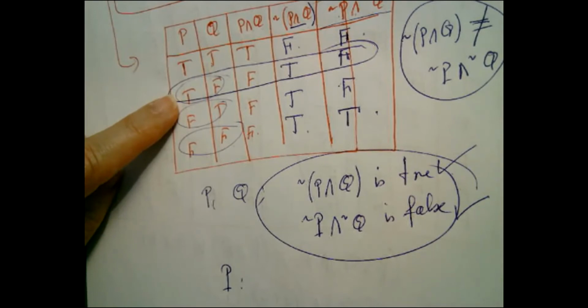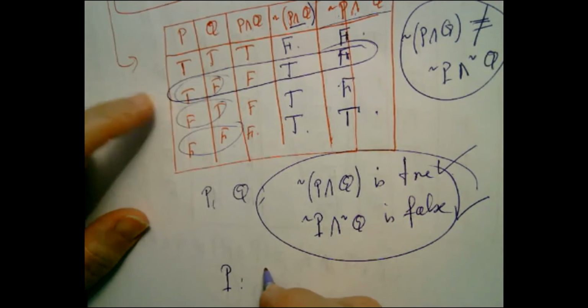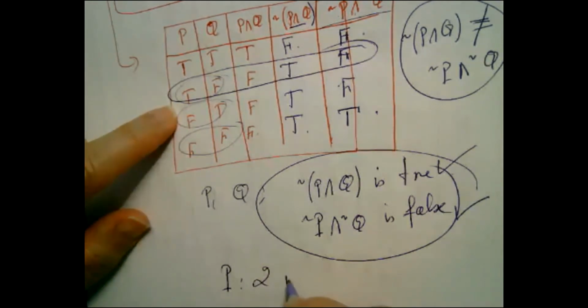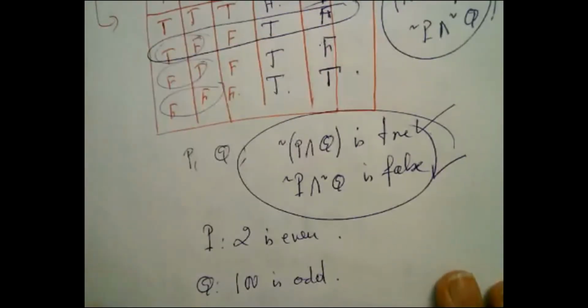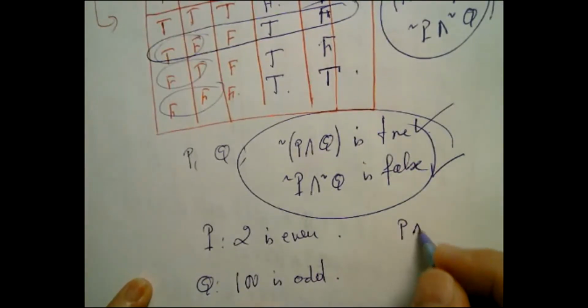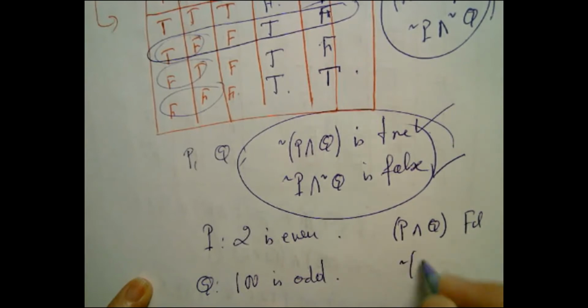Could it just be like today is Wednesday? Let's take a mathematical statement, so there will be no question asked. P: 2 is even. And Q: 100 is odd. Okay. Now P and Q. 2 is even, that's correct. 100 is odd, that's a false statement. It means the negation is true.